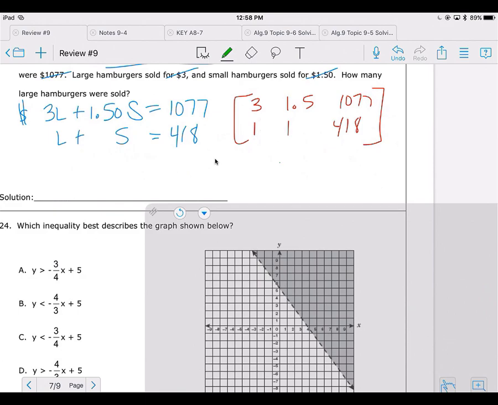And our solution from the calc gives us 1 0 670, and 0 1 622.